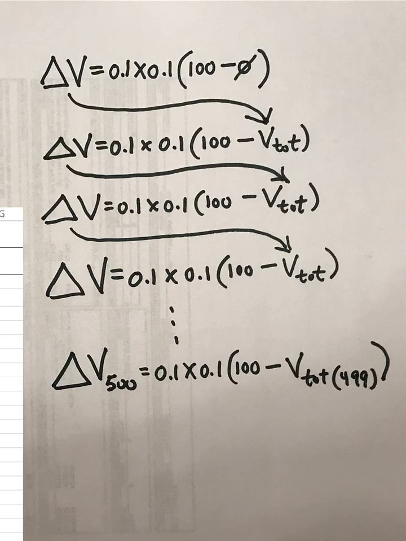You're still using the constants of 0.1 for alpha and beta, 100 for lambda, but the amount of VTotal at this point, at the 500th trial, is equal to the total amount of learning that has occurred up to the 499th trial.